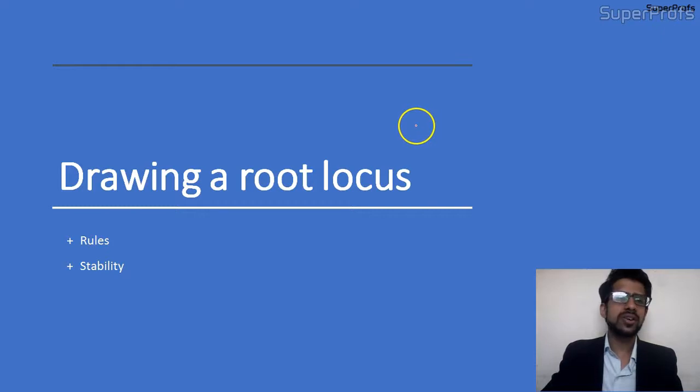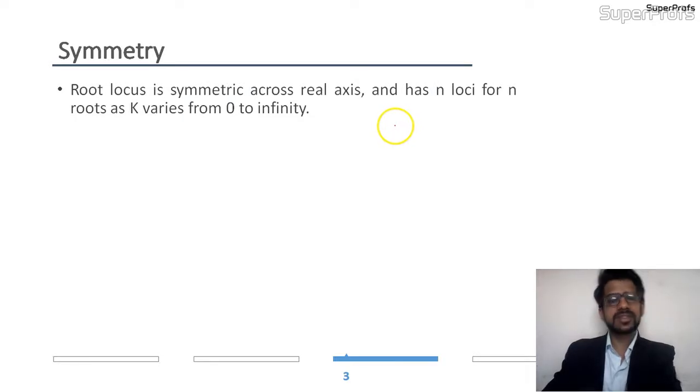Let us go forward and see how to draw a root locus. There are around 10 rules for the drawing of root locus. Let us see those rules one by one. These rules are interconnected, and these rules also give us the insight of how the roots are moving in a particular S-plane. Let us go forward and see the first rule, which is symmetry.